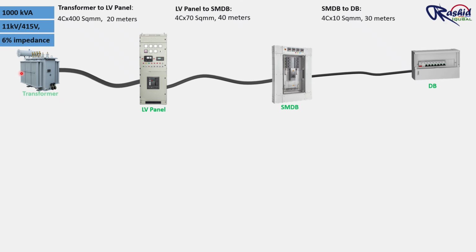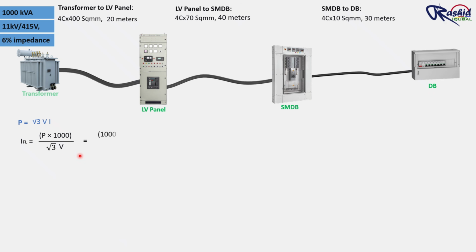As we know this formula for 3-phase, P equal to root 3 VI. This P is the power in kVA, V is the voltage, and I is current, or we can say full load current. Through this formula, we can calculate full load current here. So I just write here IFL, this is full load current, equal to P multiplied by 1000, because this is in kVA, that's why I multiply by 1000, divided by root 3 V.